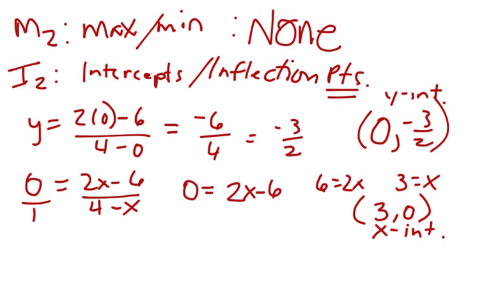Now, points of inflection occur when the second derivative changes signs. The second derivative goes from positive to negative at x equals 4, but x equals 4 is not a defined point for the function itself. The function never equals 4. So there are no points of inflection.